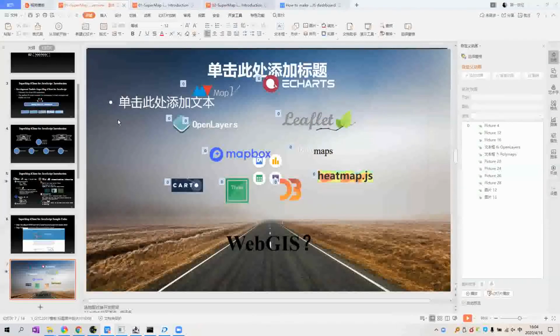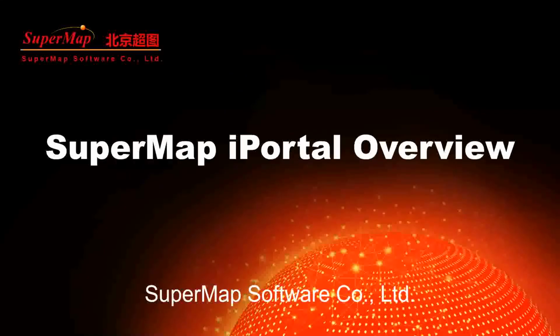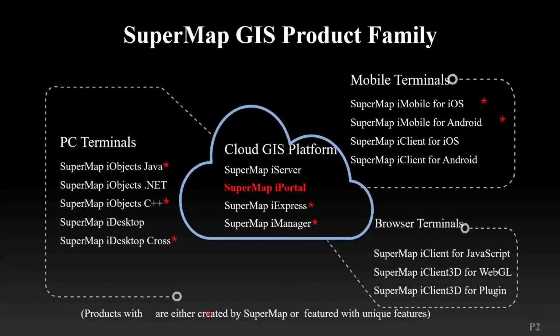And our third product today is SuperMap iPortal. So what is iPortal? We can say iPortal is another product inside the Cloud.js platform. And as I mentioned yesterday, the SuperMap Cloud.js platform has 4 products: iServer, iPortal, iManager, and iExpress. Sorry, this is an earlier version. It's not iExpress, but i8.